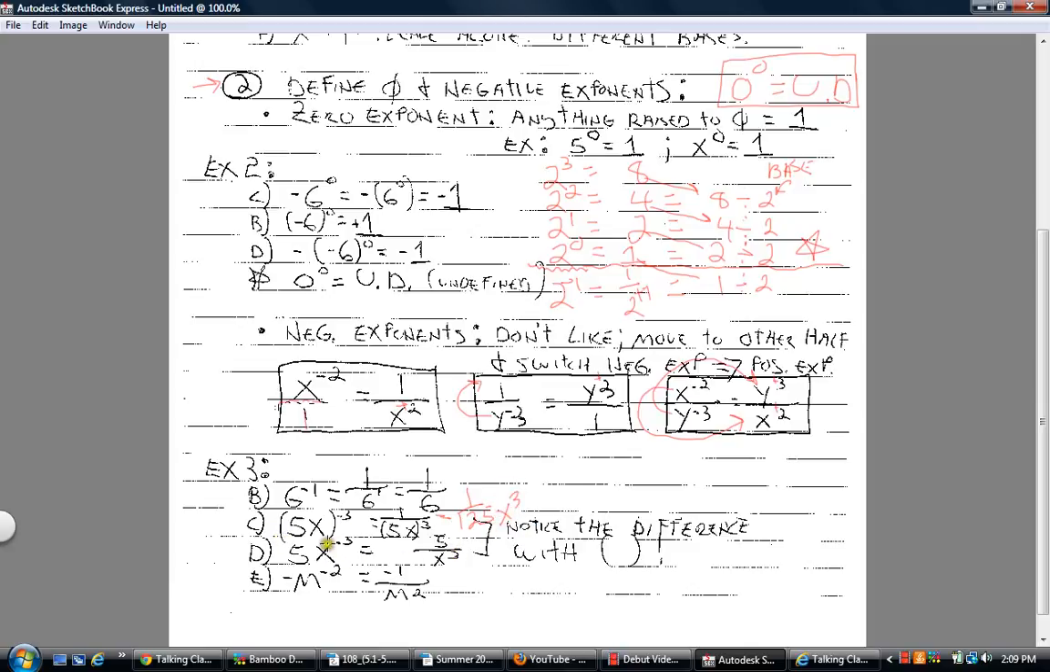Now look at the difference with this one. It's x to the negative 3 times a 5. You decouple them because of the multiplication, so the 5 stays up in the numerator. X to the negative 3 drops down into the denominator with a positive 3. Okay, now if you see this negative on the outside, you keep the negative 1. Think of the coefficient being 1 here, and then m taken to the negative 2 drops down to the bottom, and you make it a positive.